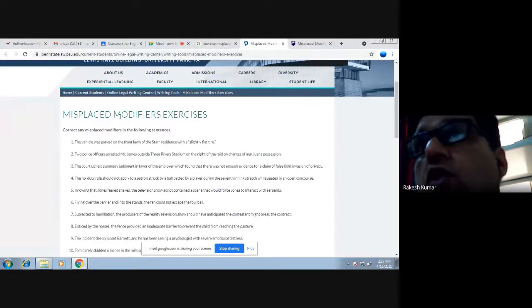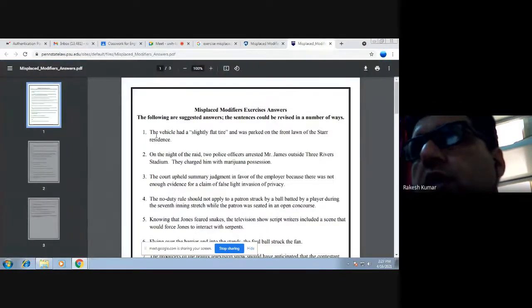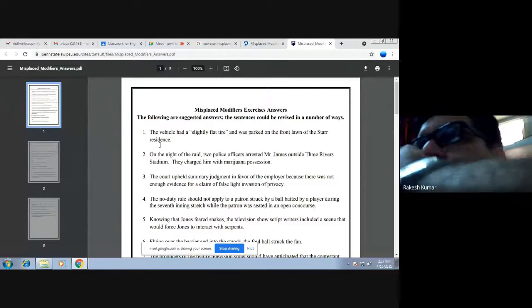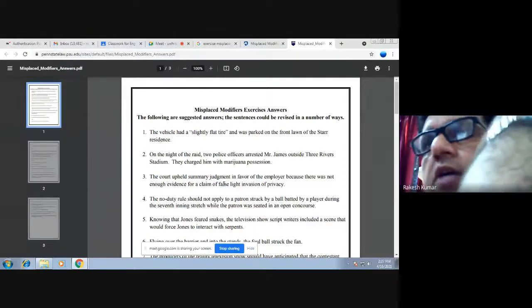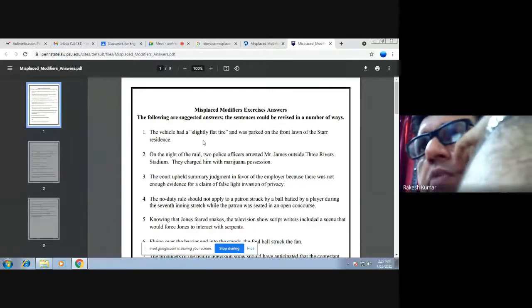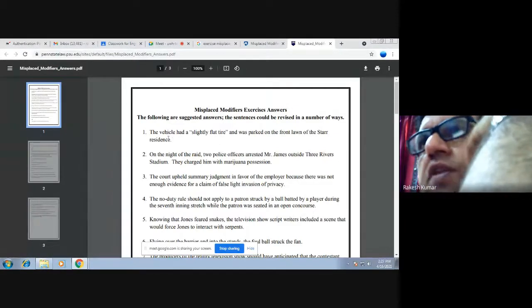That is how we call it a misplaced modifier. "Slightly flat tire" was at the end. Now they brought it in front: "The vehicle had a slightly flat tire and was parked on the front lawn of the Star residence." So the meaning has changed because we have brought this slightly flat tire and connected it with the vehicle.